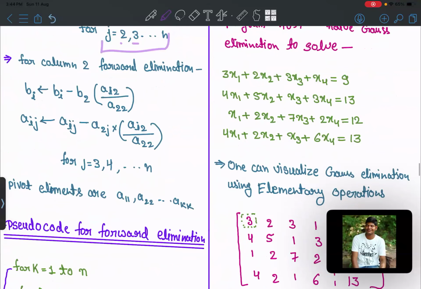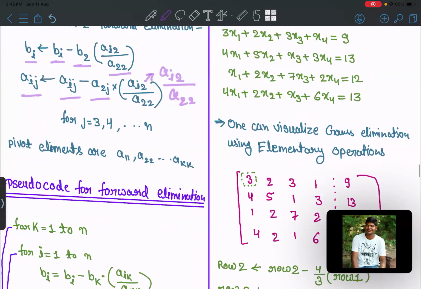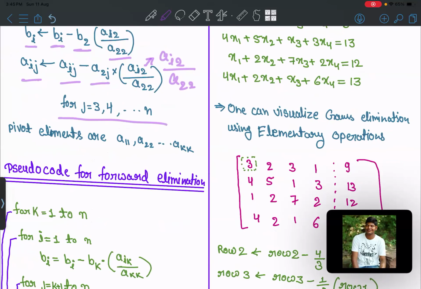Similarly, for the second column, 1 will be replaced by 2. So Bi will be equal to Bi minus B2 multiplied by Ai2 divided by A22. Obviously this Bi is not the same as the earlier Bi; this will be the new Bi. Similarly, Aij is replaced by Aij minus A2j multiplied by Ai2 divided by A22, for j equal to 3, 4, and so on. What are A11, A22? These are all pivot elements.